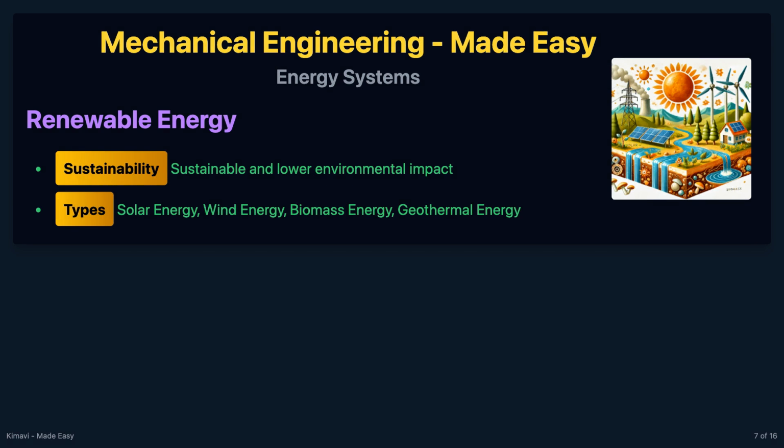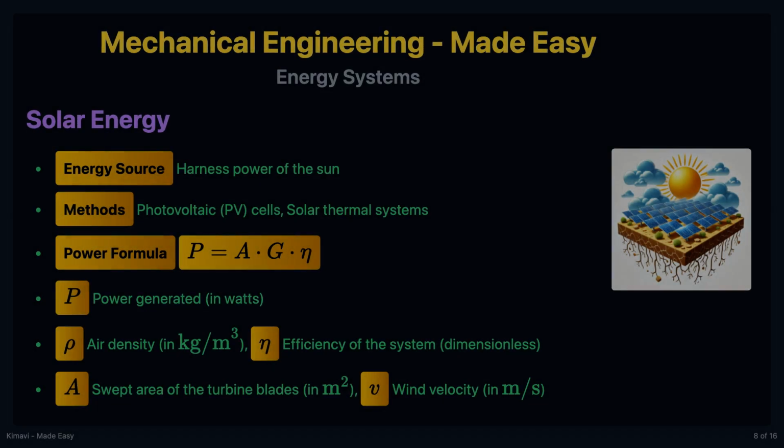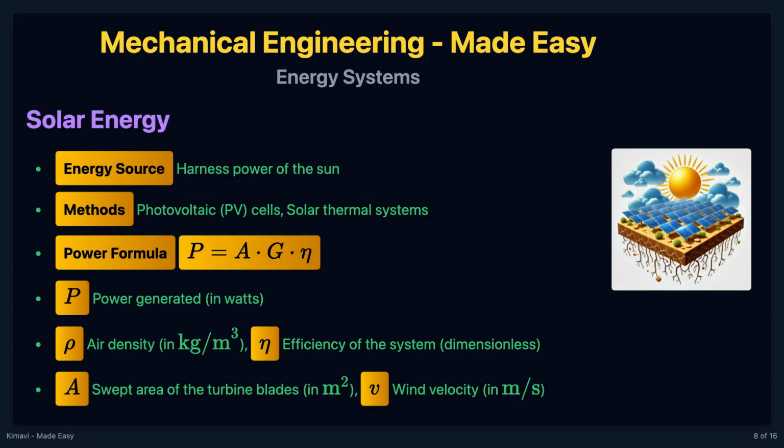Renewable energy sources are sustainable and have a lower environmental impact compared to fossil fuels. The main types of renewable energy include solar energy, wind energy, biomass energy, and geothermal energy. Solar energy harnesses the power of the sun using photovoltaic cells or solar thermal systems. Photovoltaic cells convert sunlight directly into electricity, while solar thermal systems use sunlight to generate heat.